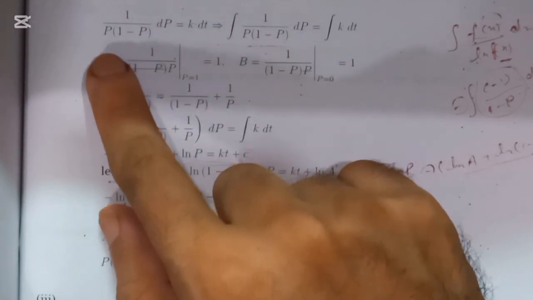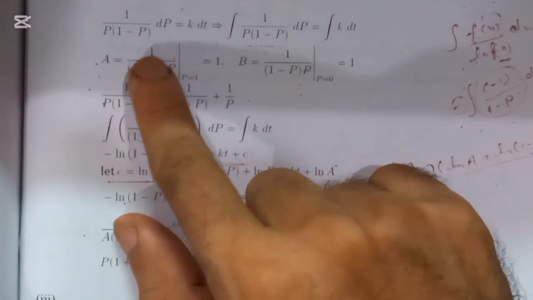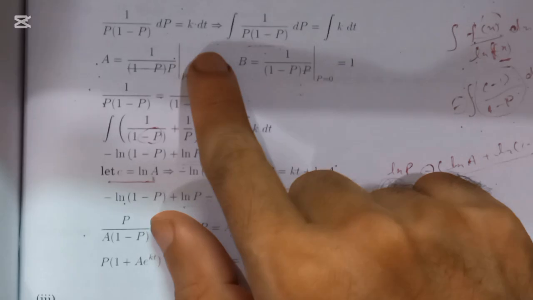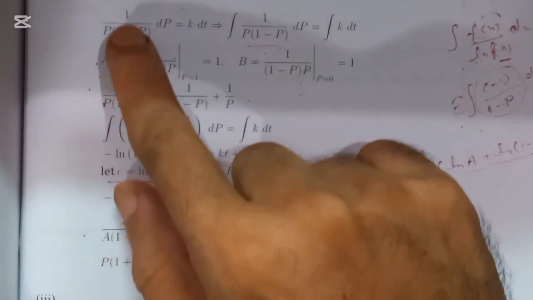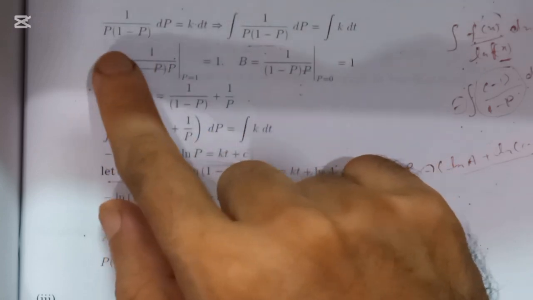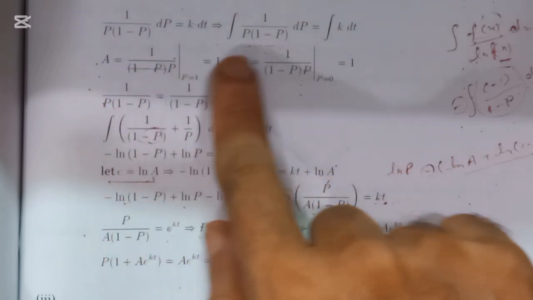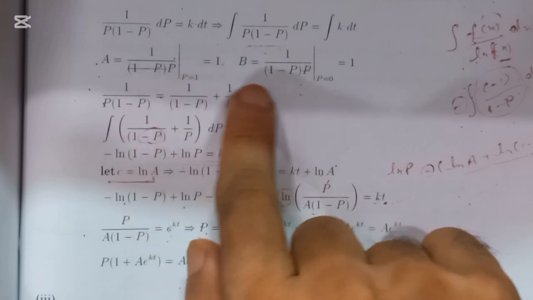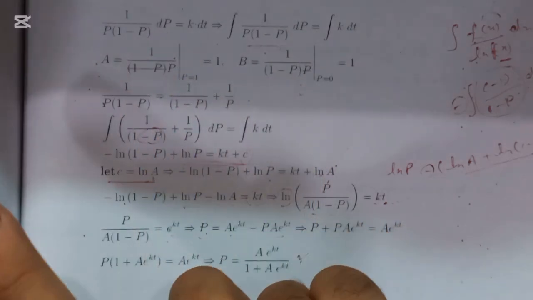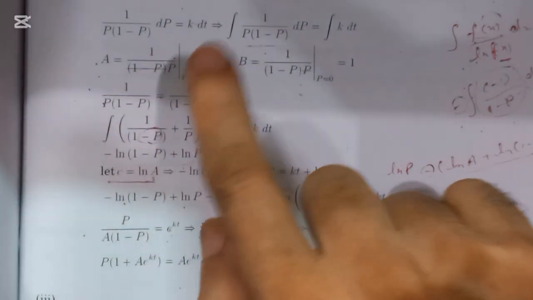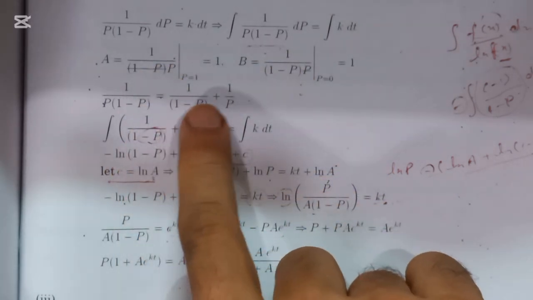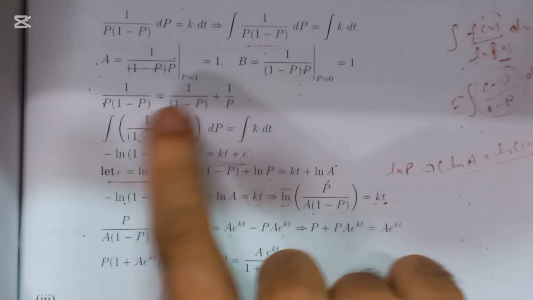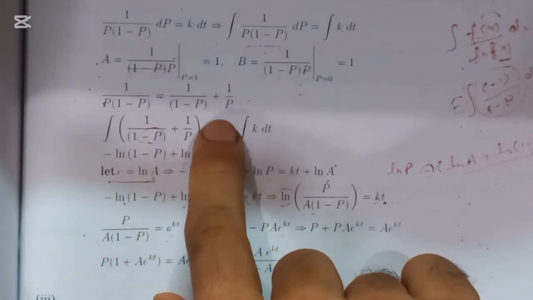So look now, 1 over P into (1 minus P) into dP will be equal to k dt. So first you will solve it partially. So A over P plus B over (1 minus P). You will solve it like you have understood this method earlier. So from that process you will get the value of A as 1, and B is also 1. So actually that is solved partially.